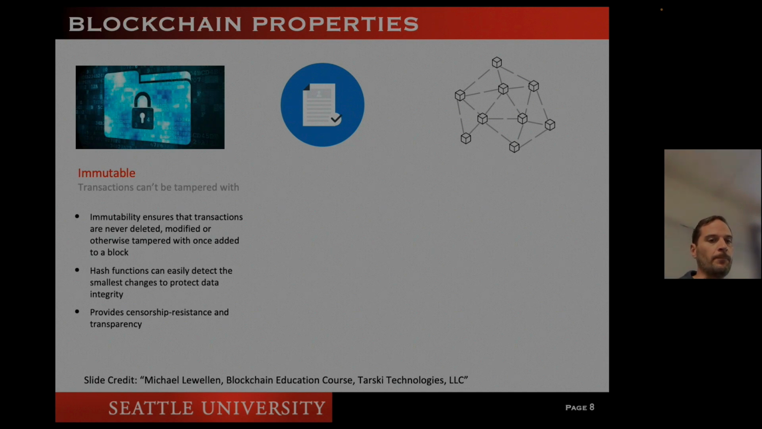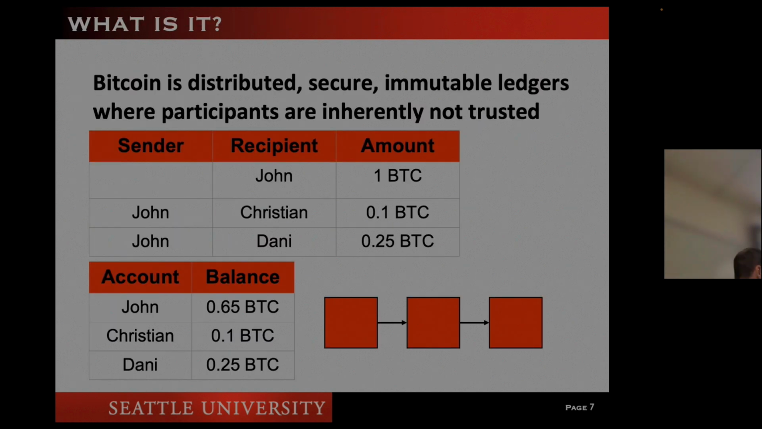Blockchain properties. First of all, they're immutable, meaning if you look at the blocks that I showed here, so think of these transactions being in each one of these blocks, the block cannot be modified.